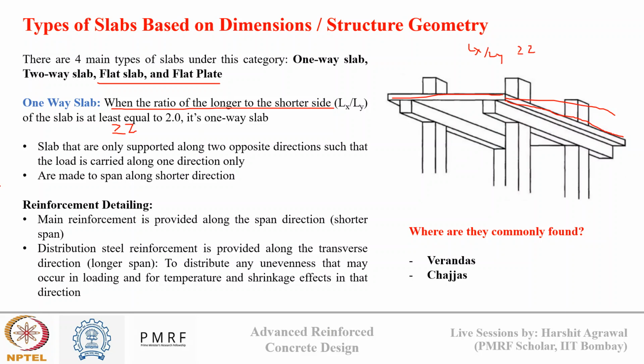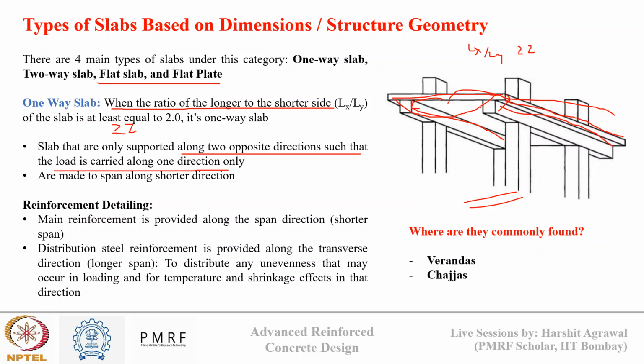Now, what are the key features of a one-way slab? These slabs are supported along two opposite directions such that the load is carried along one direction only. You can see from the diagram also, these slabs are supported only along two directions. So load distribution occurs along these two directions only, and they are made to span along the shorter direction, so they will bend like this along the shorter direction.